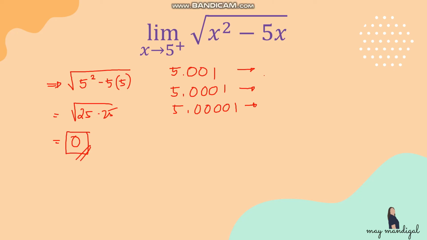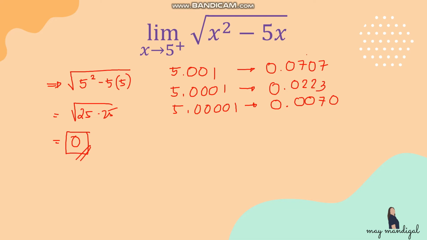So if we substitute 5.001 to our function, the value of the function will become 0.0707. Okay, if we substitute 5.0001, our function will become 0.0223. And lastly, if we do it with 5.00001, our function will become 0.0070.